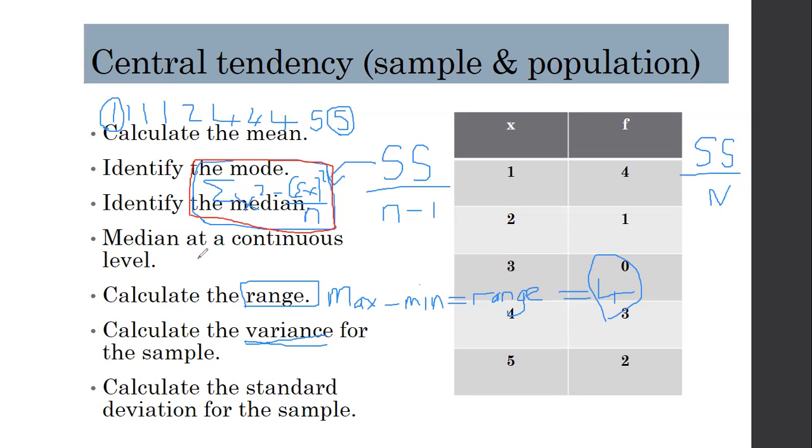Okay, for the sum of x squared, we're going to take each value, not frequency, and square it. We're going to do 1 squared plus 1 squared plus 1 squared plus 1 squared, each value. Okay, so we square this, and then we're going to add all of them.